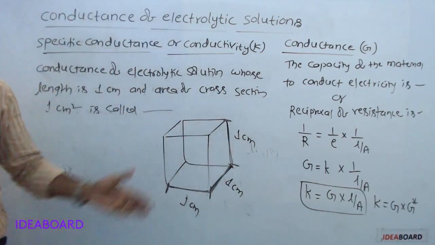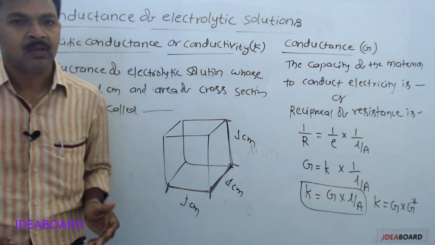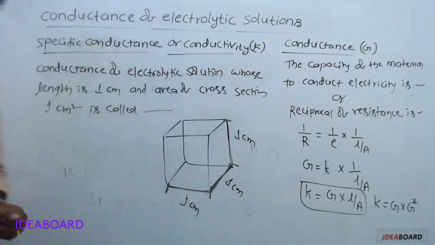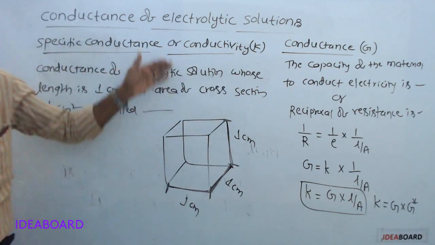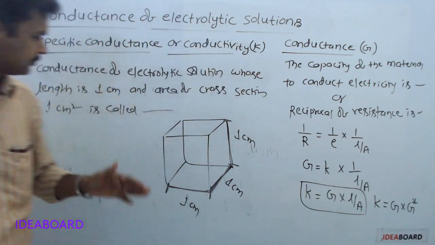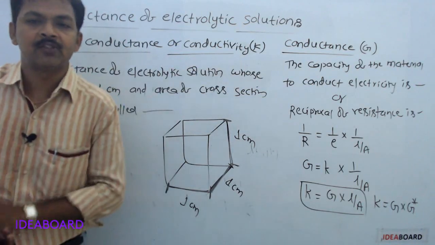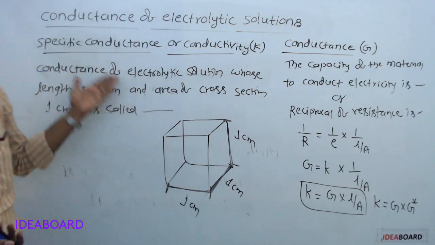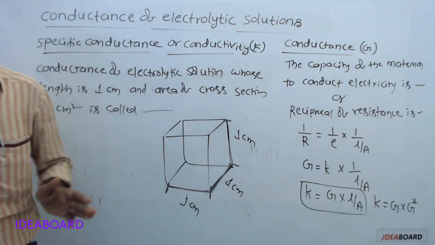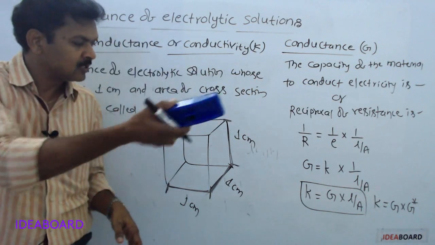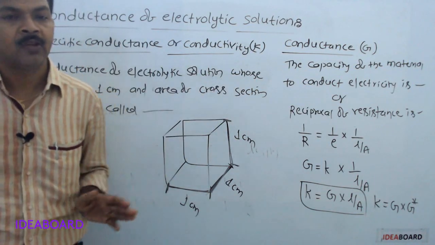Then its volume should be 1 centimeter cube. So, specific conductance or conductivity is also defined as conductance of 1 centimeter cube of electrolytic solution. 1 centimeter cube is nothing but 1 milliliter only.